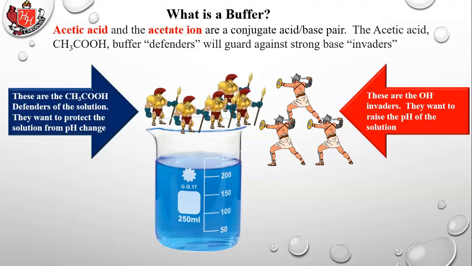So these are weak acid molecules. They're acetic acid, and they're defenders of the solution. So they want to protect the solution from pH change. So we talked about if you put that weak acid, acetic acid, in that water, some of it will dissociate to the water molecules, a very small amount. But what it will always dissociate to is a hydroxide ion.